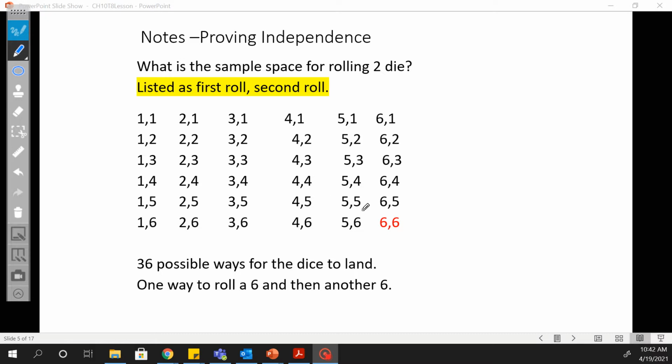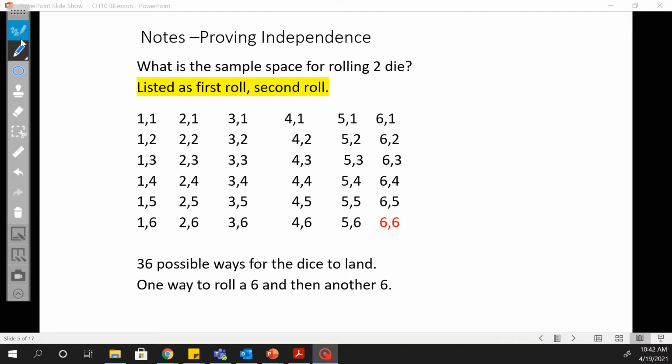6 for the first roll, 6 for the second roll, so 6 times 6 is 36. There's only one place here where the first roll is a 6 and the second roll is a 6. So that would mean that there's a 1 over 36 chance that you roll a 6 followed by a 6. There's only one way out of 36 to roll a 6 and then another 6.